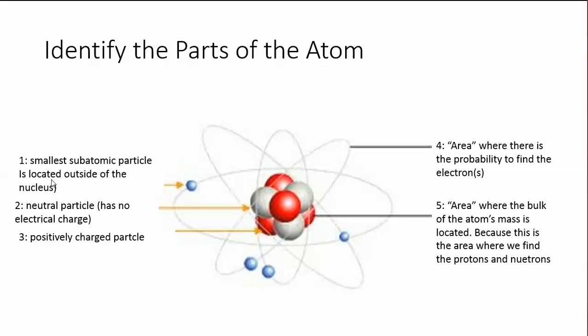All right, let's go through a quick review. You guys have done this several times, so you should already know it. So let's start with number 1, the smallest subatomic particle, and it's located outside the nucleus. We're pointing to this little guy here. What is it? If you said electron, you were correct.